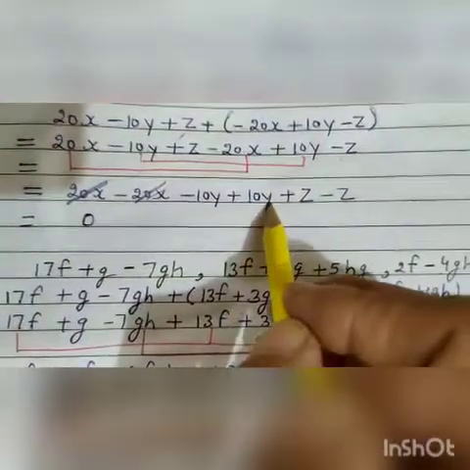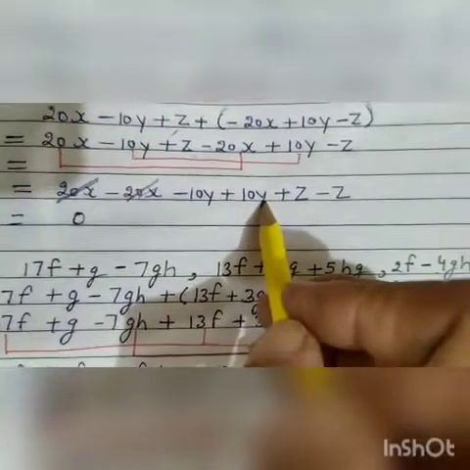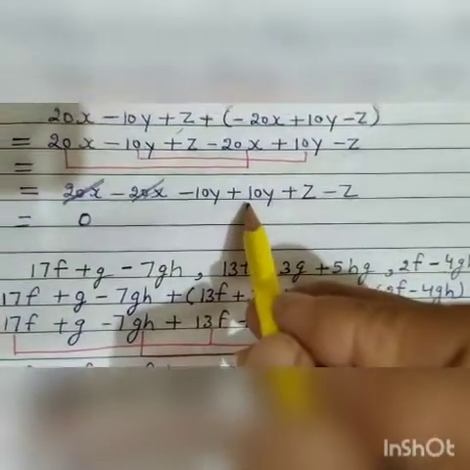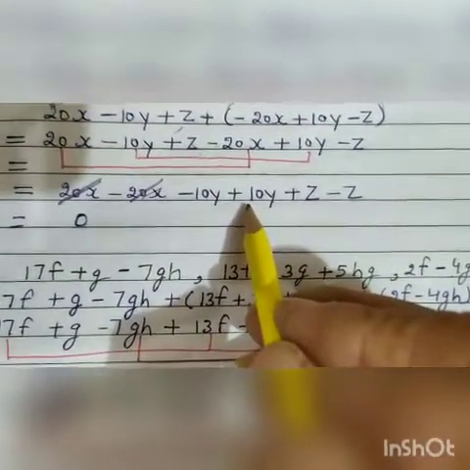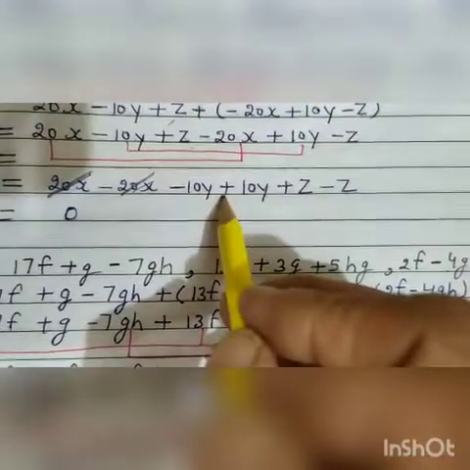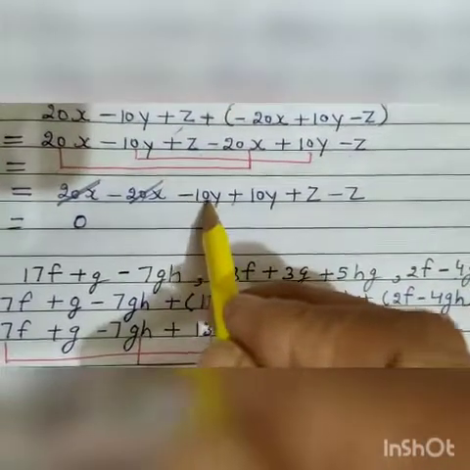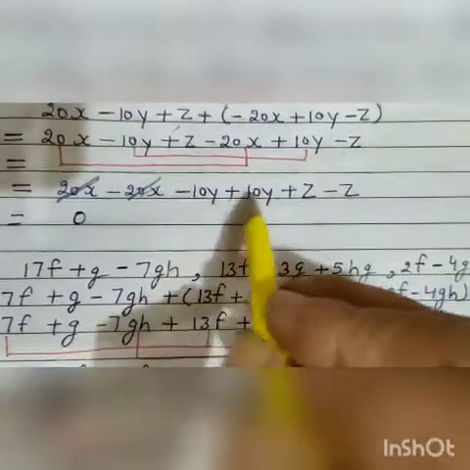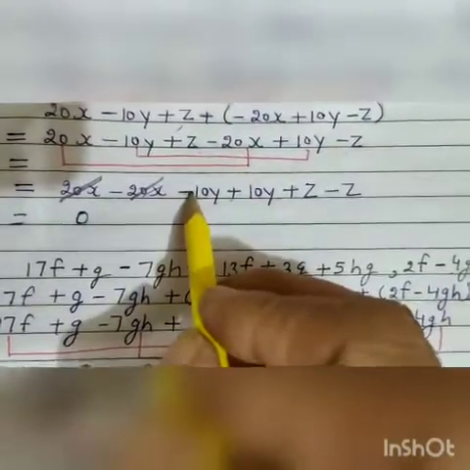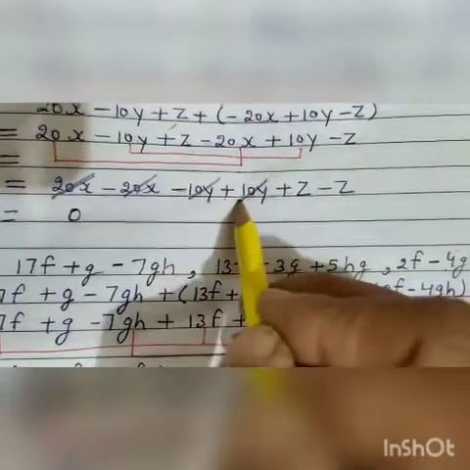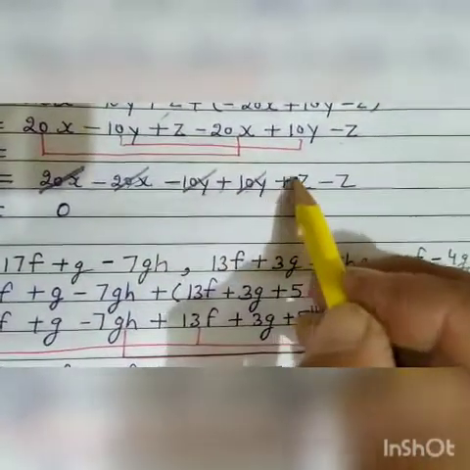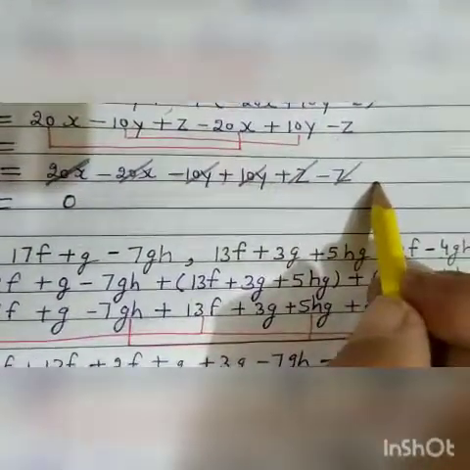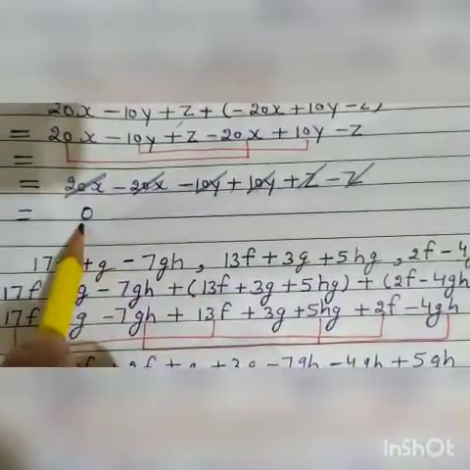Minus 10y plus 10y. Students, always remember, if there are two terms with opposite sign, minus plus or plus minus, and their numerical coefficient and their literal factor both are the same, this is 10y, this is 10y, this is minus 10y, this is plus 10y, they will cancel. In the same way, plus 1z minus 1z, they will cancel. What is the answer? All terms are cancelled. So the answer will be 0.